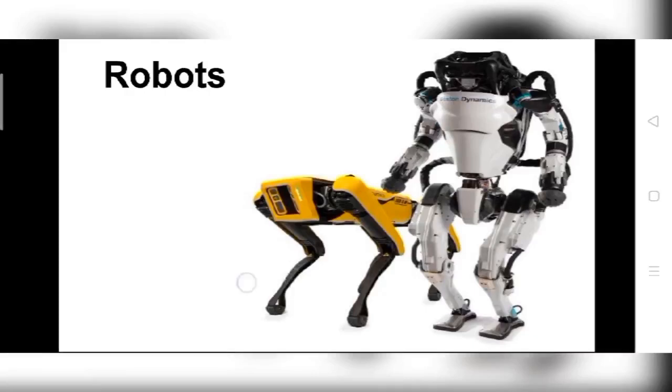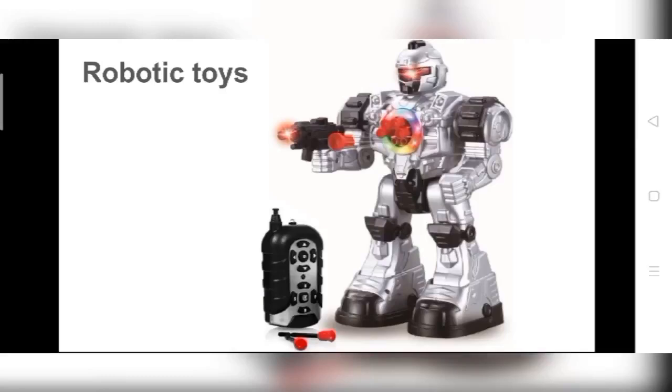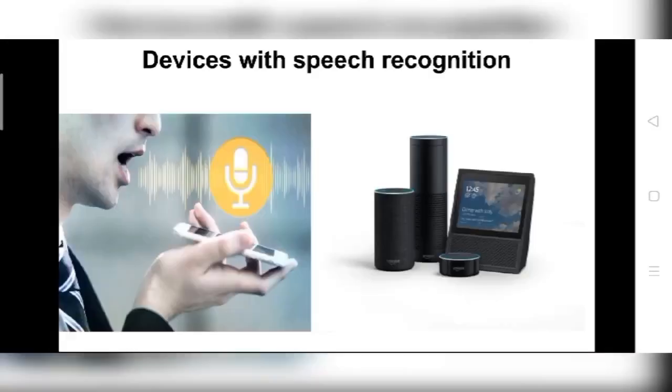All right. Next example is robotic toys. You all must have played with robots, right? Robotic toys you all must have used. So some of the examples of 5th generation computers are robotic toys. Next example is devices with speech recognition.